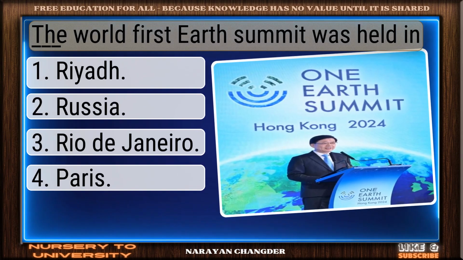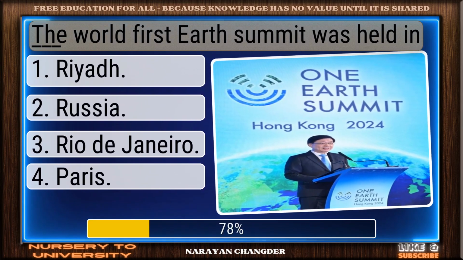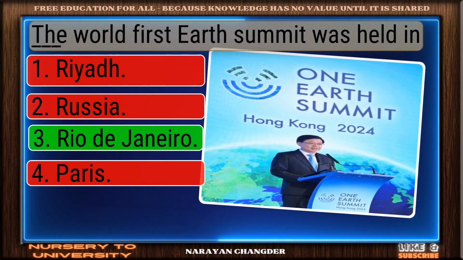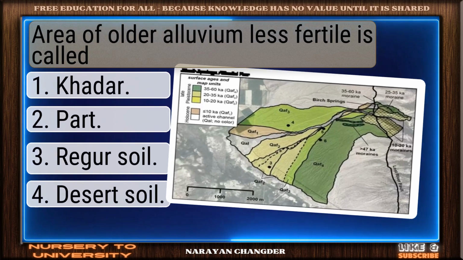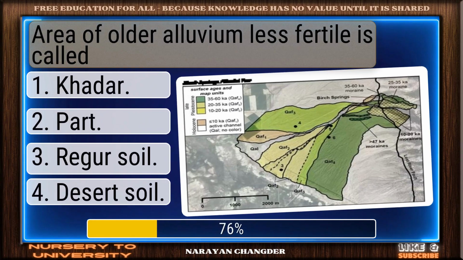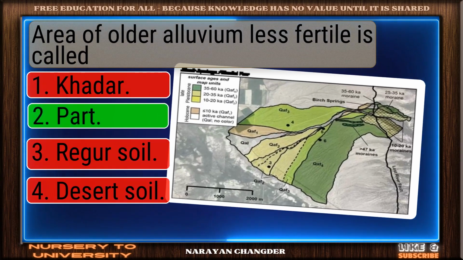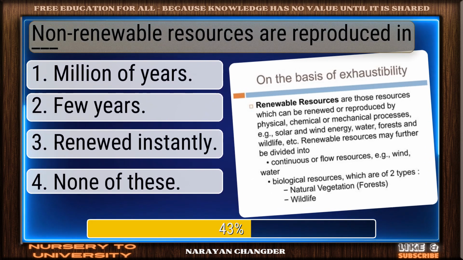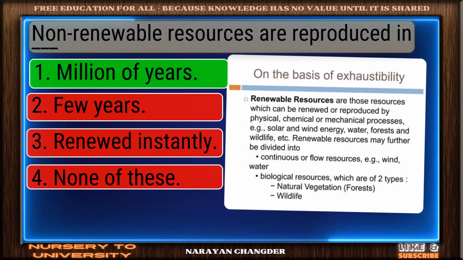The world's first Earth Summit was held in dash. Clear logic. Rio de Janeiro is sound. Area of older alluvium less fertile is called? Well picked. Bhangar is correct. Non-renewable resources are reproduced in dash. Right again. Millions of years is valid.